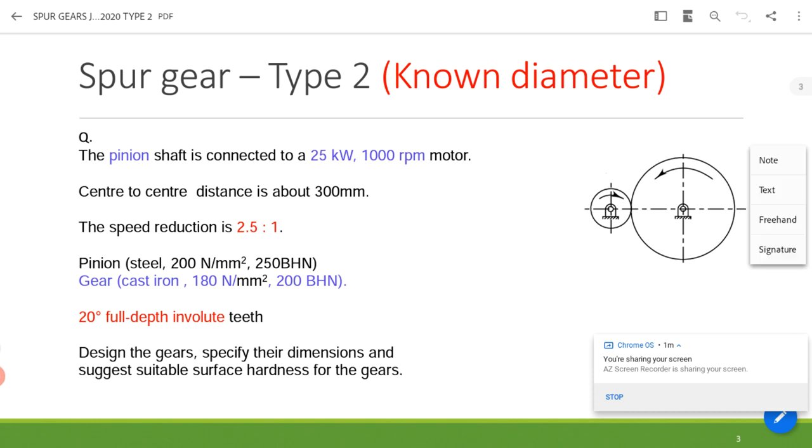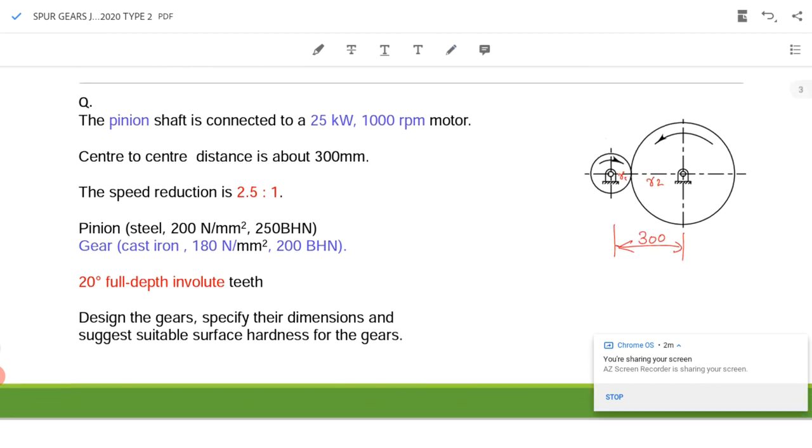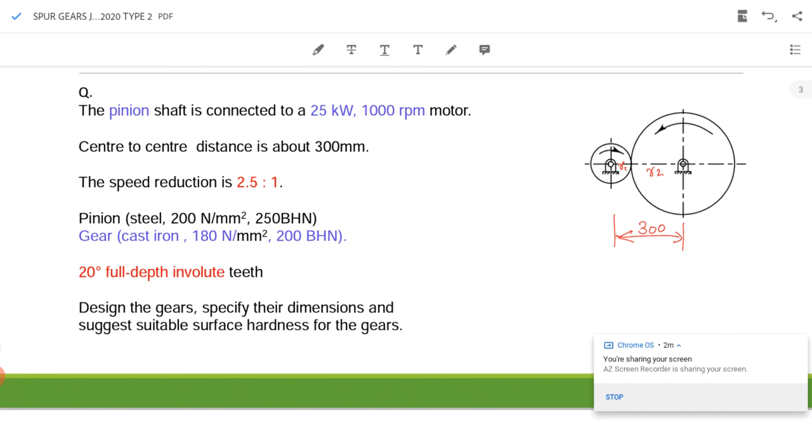So we have the pinion and the gear. This distance is given as 300 mm. From the figure we can see that this distance is the sum of radius R1 and R2. Further, it is given that the speed reduction is 2.5:1.